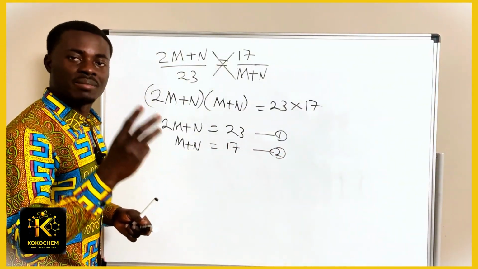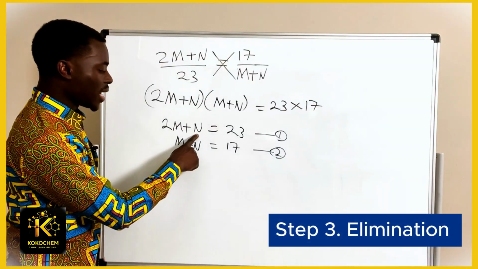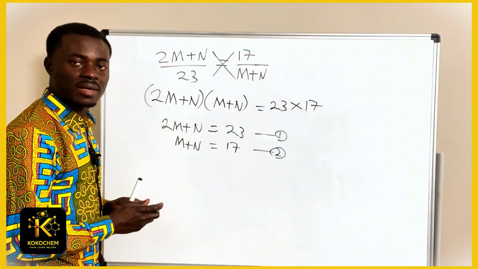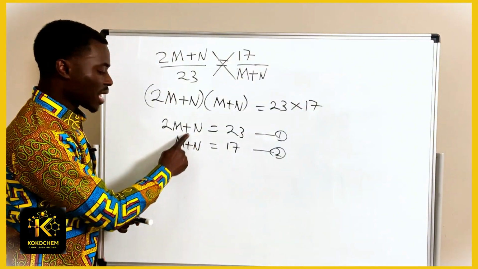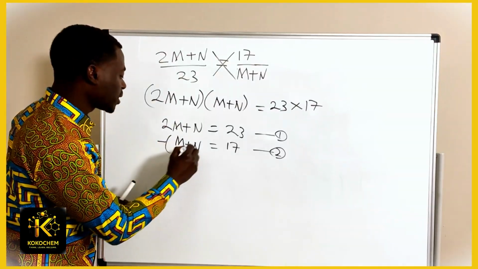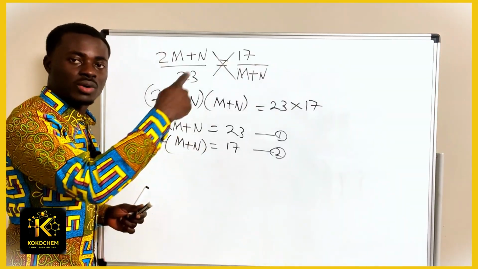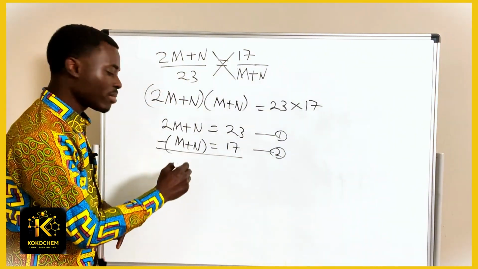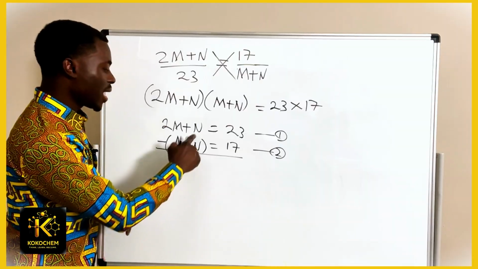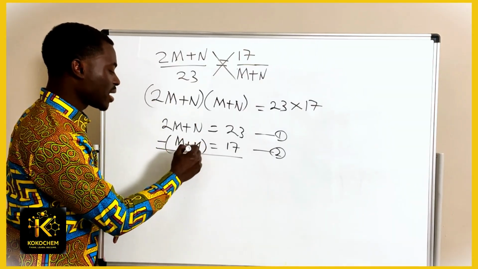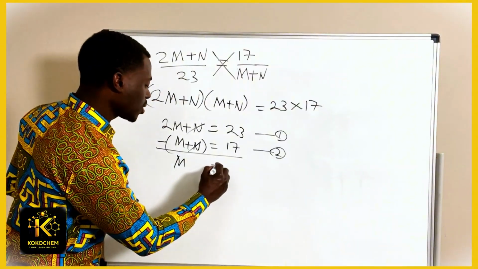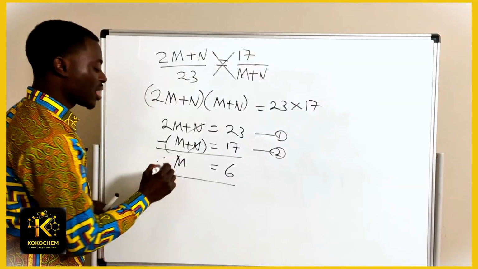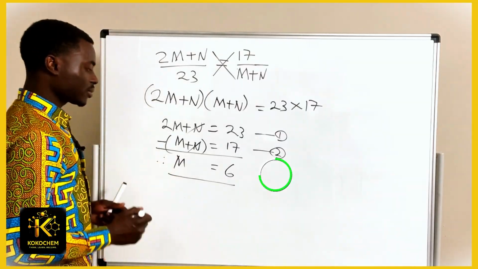Step 3, elimination. Subtract the variables. 2m minus m is m, n minus n is 0, equal to 23 minus 17, which is 6. Therefore m is equal to 6.